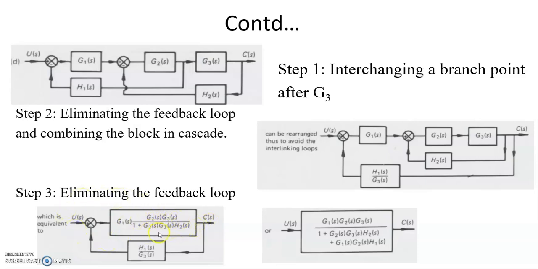Next, this block and this block are connected to the summer, so a clear feedback is presented. Eliminating the feedback loop, you can simplify and write the transfer function for that block as G1 G2 G3 divided by 1 plus G1 G2 H1 plus G2 G3 H2(s). This is our final transfer function of the block diagram.